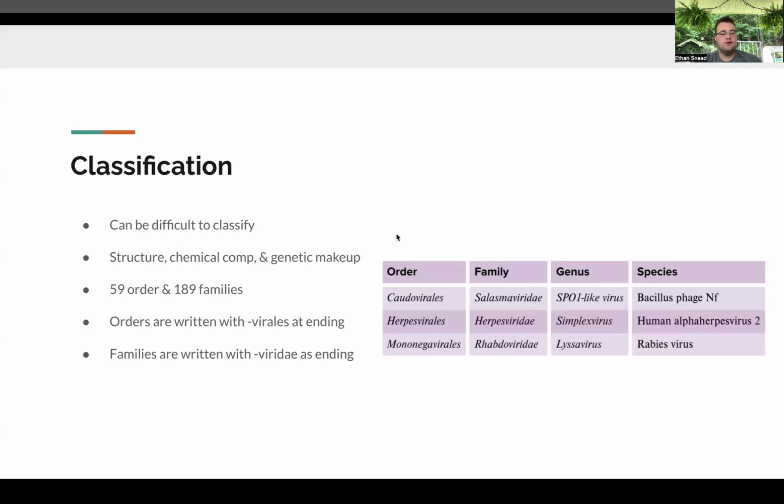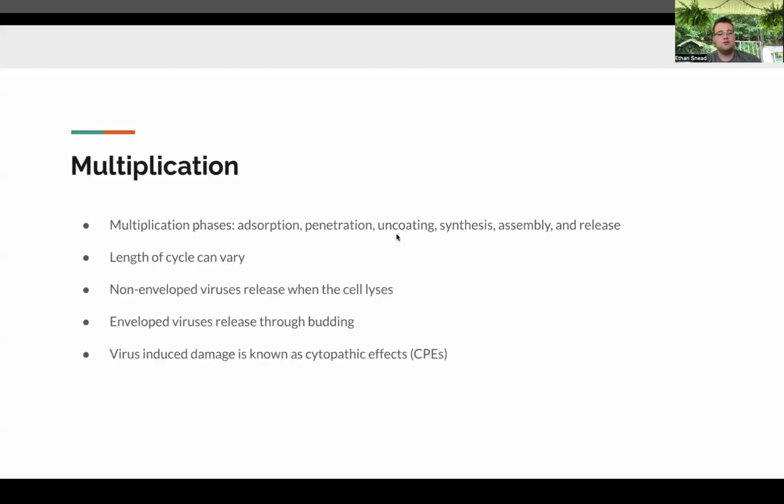Now we're going to move on to our next section, which is multiplication. The multiplication process of viruses goes through several different phases: absorption, penetration, uncoating, synthesis, assembly, and release. The length of this cycle can vary; in polioviruses it can take up to 8 hours, and in herpes viruses it can take up to 72.